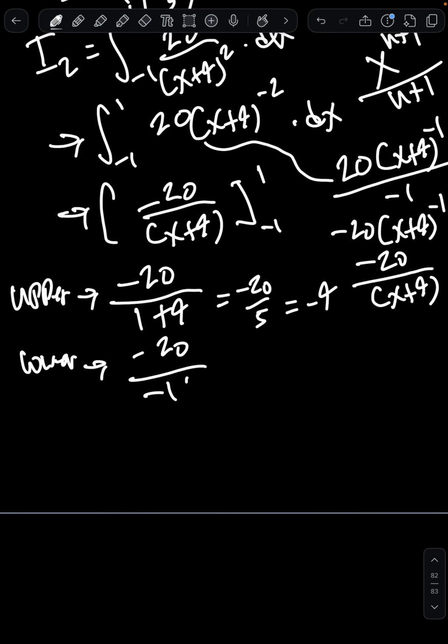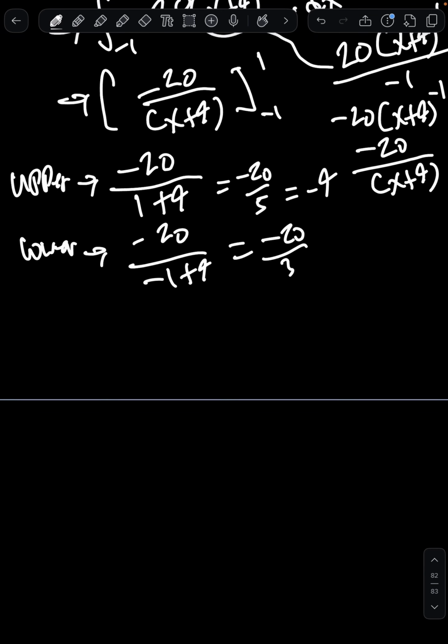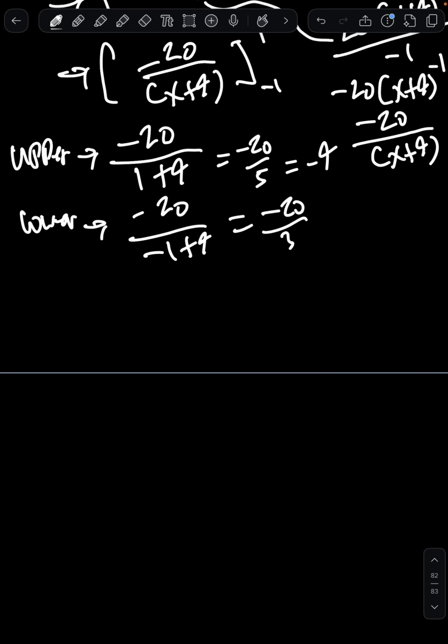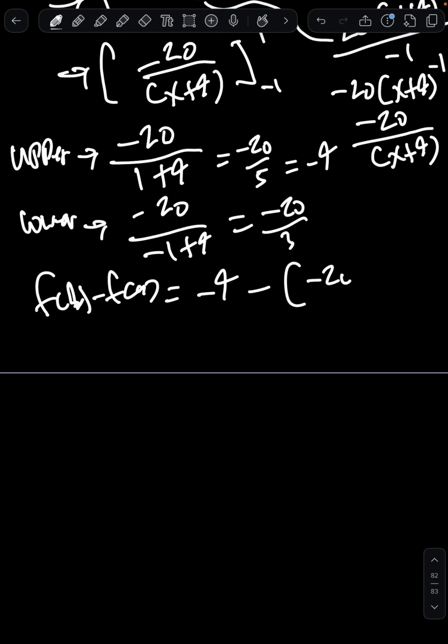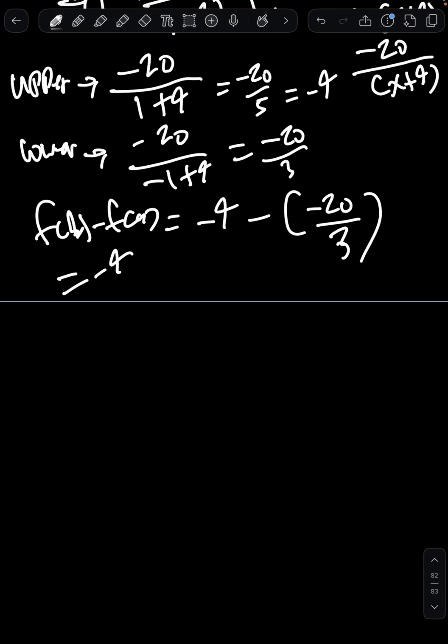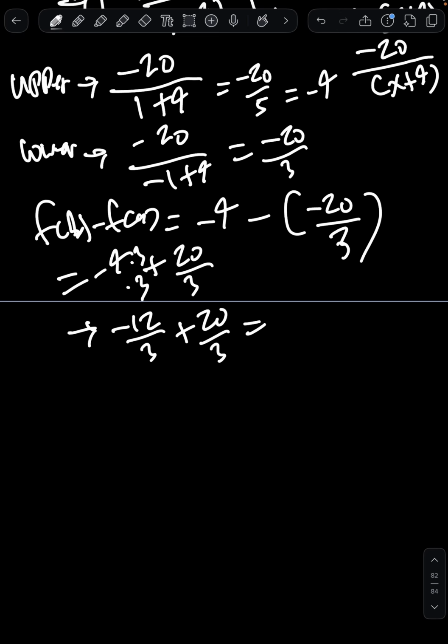-20 divided by -1 plus 4. This equals -20 over 3. Now what we can do is use f of b minus f of a, and we'll have -4 minus -4. Don't forget your negatives there. This will become -4 plus 20. Now we can get a common denominator by multiplying the top by 3 and the bottom by 3. This will give us -12 over 3 plus 20 over 3, which is equal to 8 over 3.